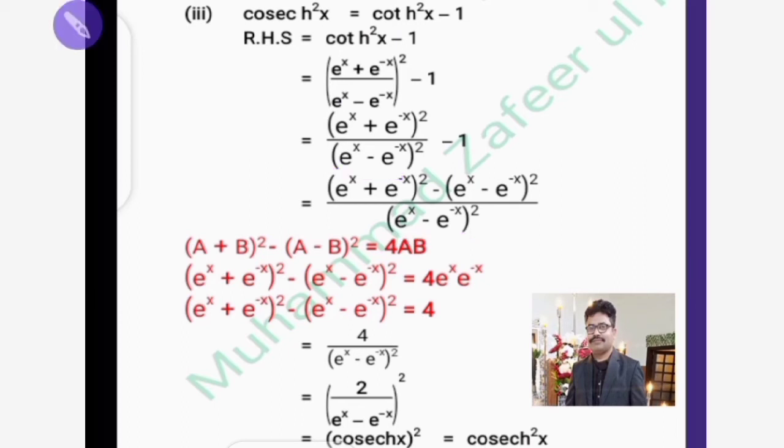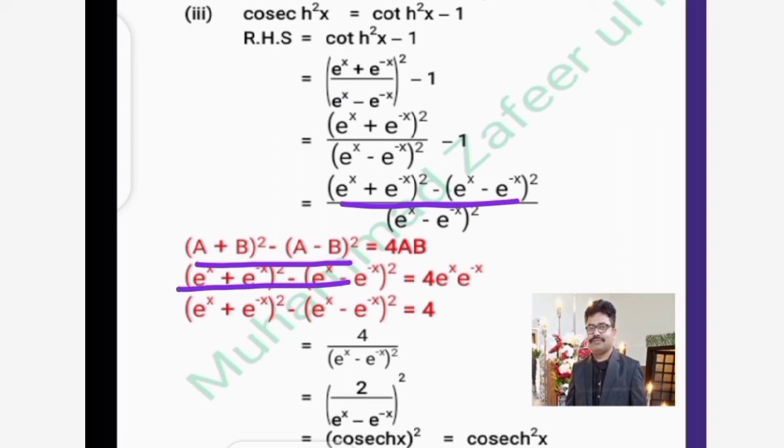As in the last question, we have used this formula: a plus b whole square minus a minus b whole square is equal to 4ab. So we will use this formula again. We will compare this formula with the numerator, e power x plus e power minus x whole square minus e power x minus e power minus x whole square.